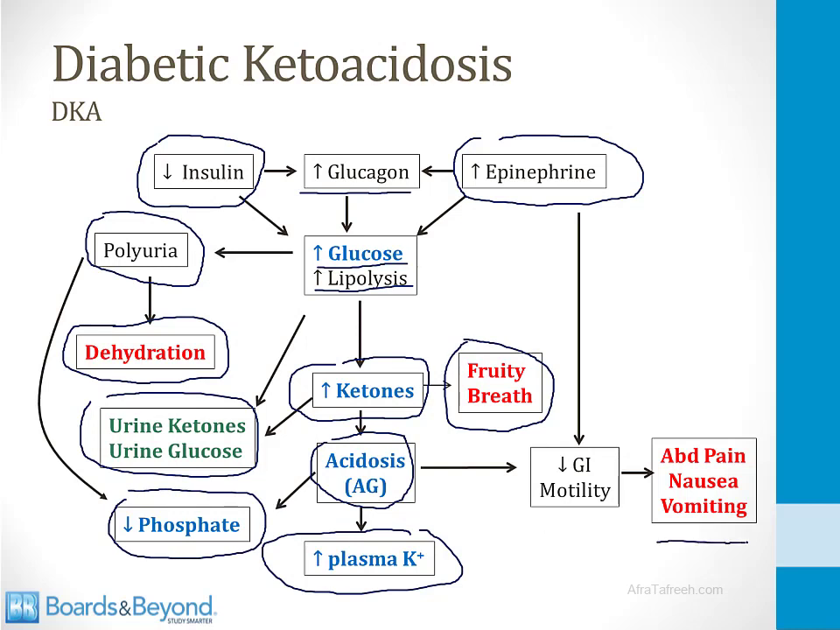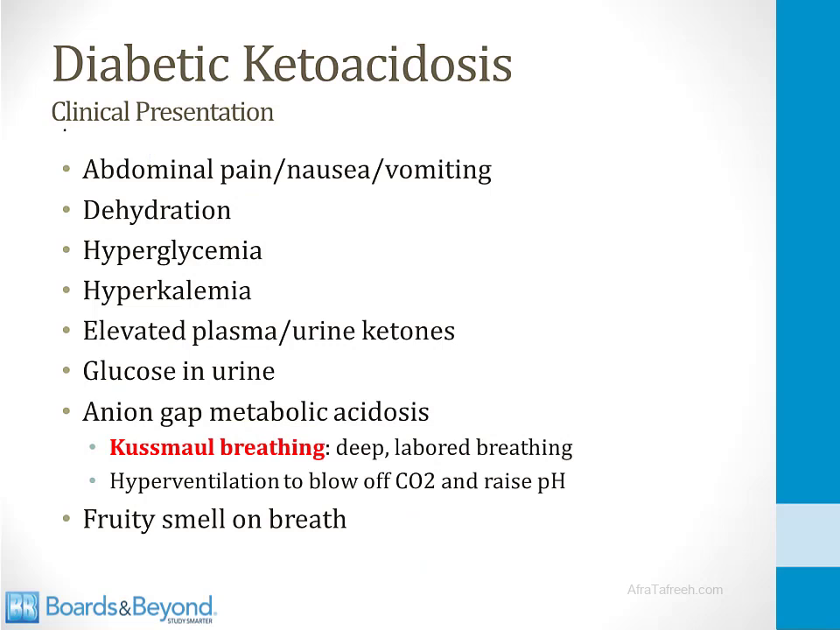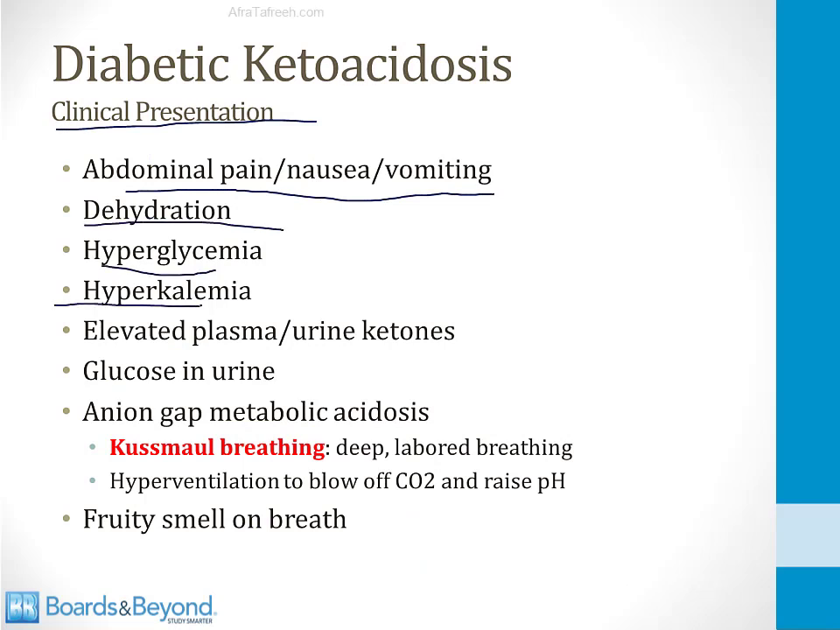The reason for this is believed to be because acidosis slows GI motility, and the high epinephrine levels also slow GI motility. So this slide summarizes the clinical presentation of DKA shown on that concept map. The patient will present with abdominal pain, nausea, and vomiting. There is dehydration, hyperglycemia, and hyperkalemia. There can be elevated plasma and urine ketones as well as glucose in the urine.